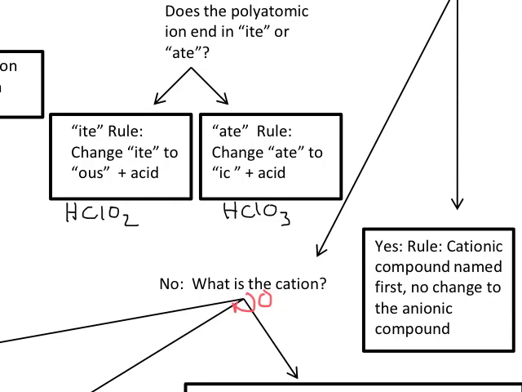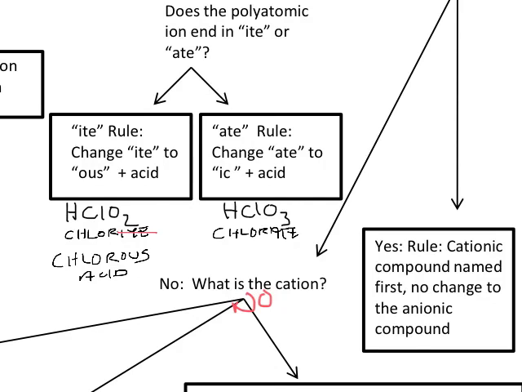Alright, so in each of these examples I have 3 elements, hydrogen, chlorine, and oxygen. So there are more than 2 elements, and we've identified the polyatomic ions. This one is chlorite, and this one is chlorate. ClO2 is chlorite, ClO3 is chlorate. So the -ite rule tells us that chlorite is going to have its ending switched to -ous. So this is chlorous acid.